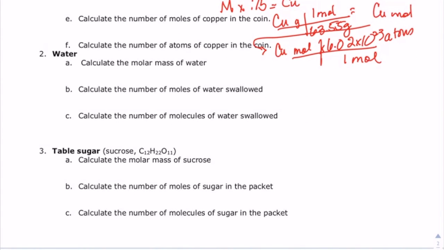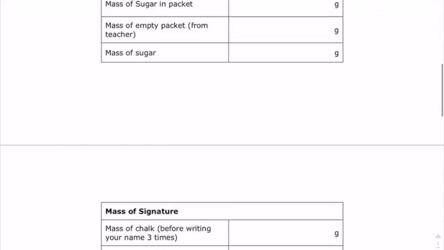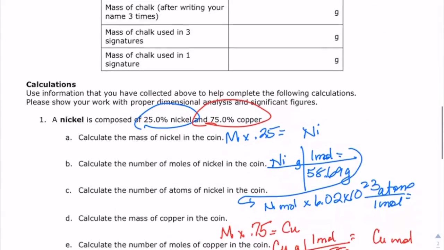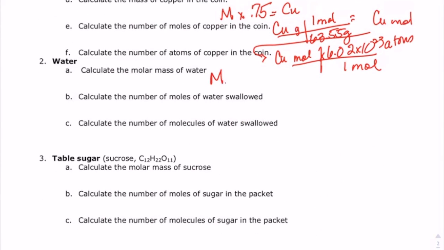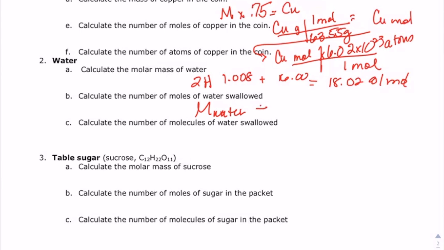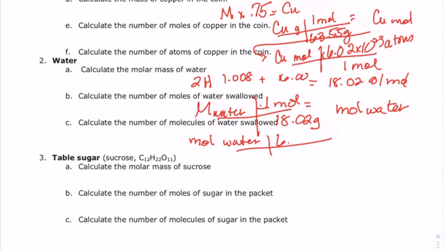All right. Water. To calculate the molar mass of the water, we started with how much water. Should have been around 30 grams. So I'm going to call that mass of water. To calculate the molar mass of water, you've got 2 hydrogens plus 1 oxygen, gives you 18.02 grams per mole. Now, for B, we'll take the mass of the water, and we will divide that by 18.02 grams in 1 mole. That's going to give us moles of water. To find molecules, we'll take moles of water and multiply by Avogadro's number.